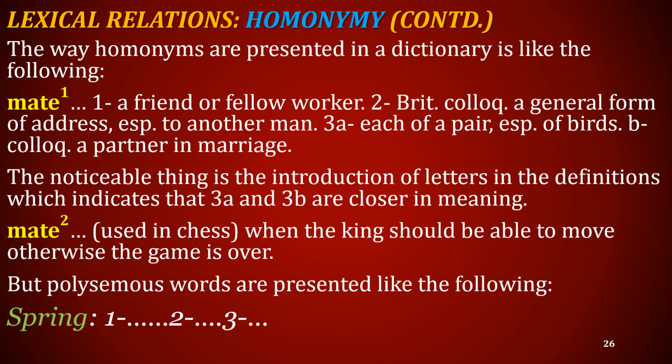But for a case like polysemy, polysemous words are presented like the following. We don't have any number above the word, spring, for example. We have just the first definition, the second definition, the third definition, and so on and so forth. Here, as I said, there is a close meaning relationship between each of the senses of the word spring, but we have just one spring with different definitions.